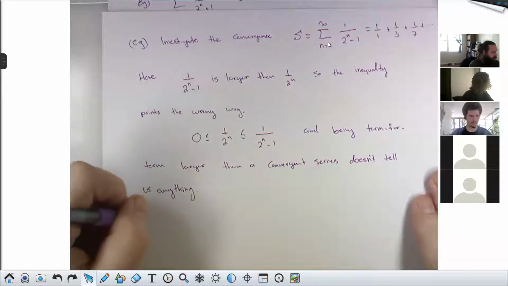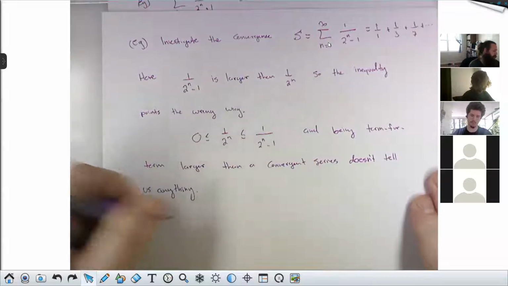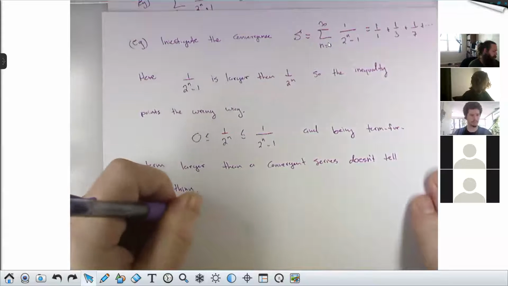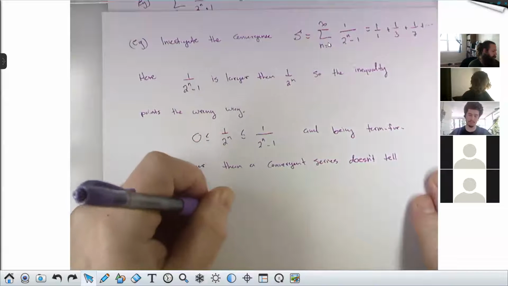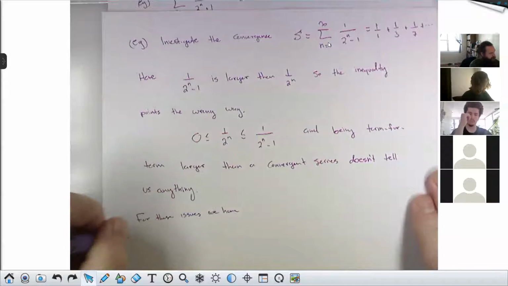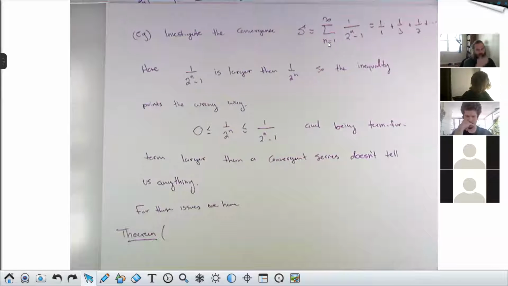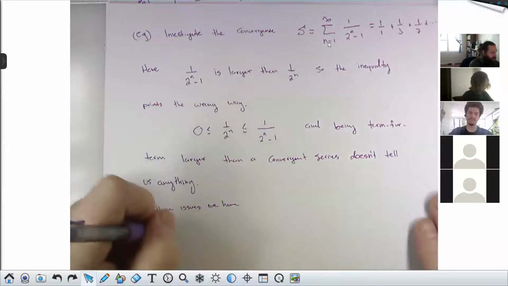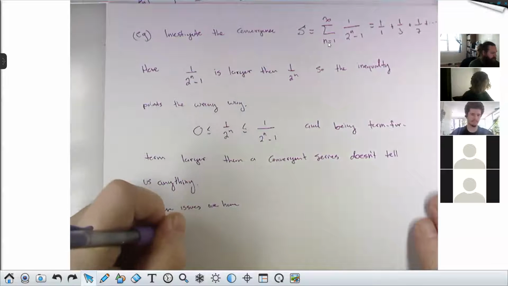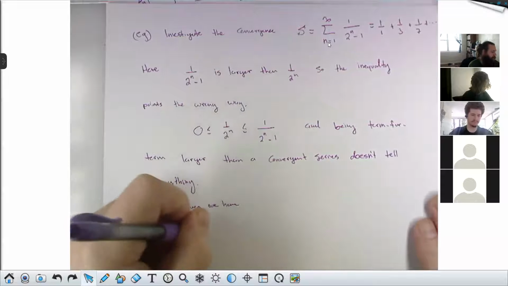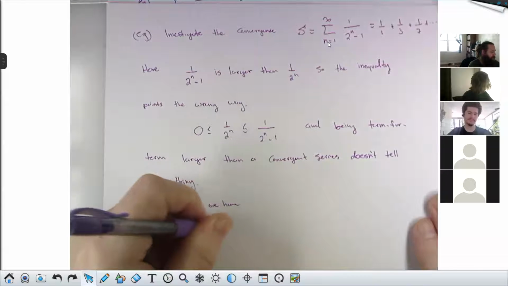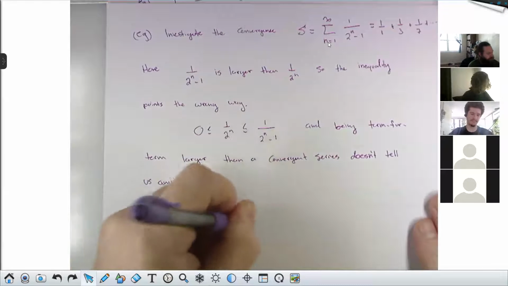For these issues, we have a theorem. This is our next convergence test for infinite series. In addition to going in the regular spot in your notes, this should also go into your page of convergence tests. Right after the direct comparison test is the limit comparison test.